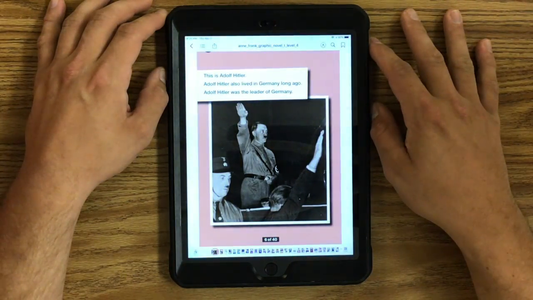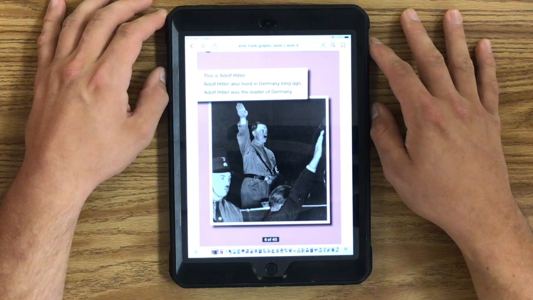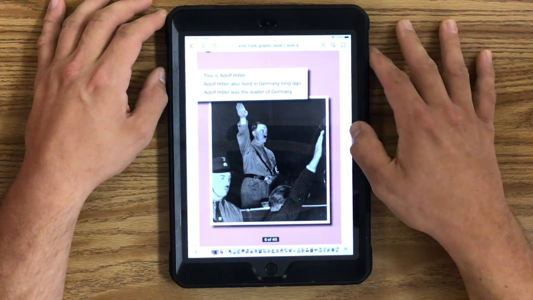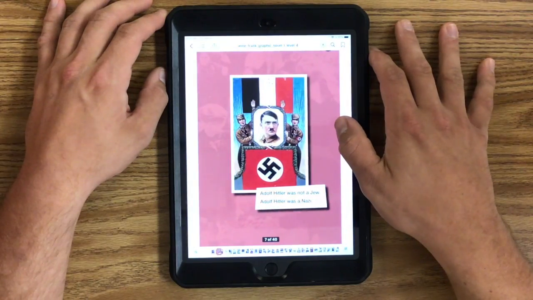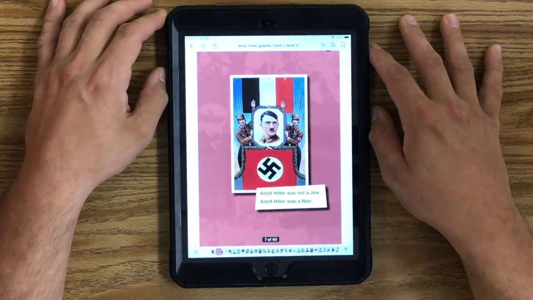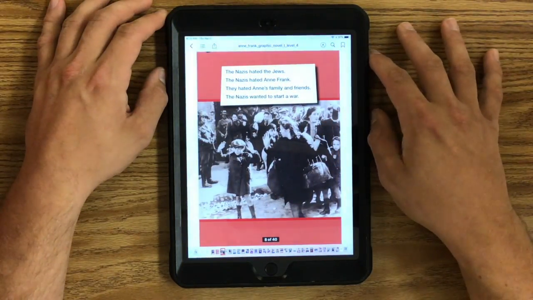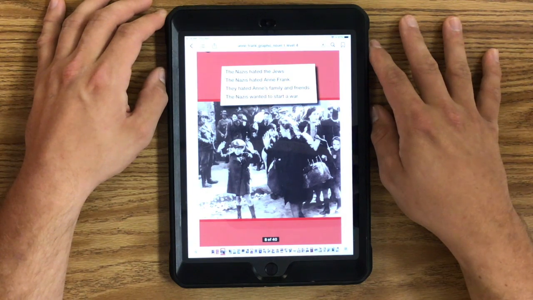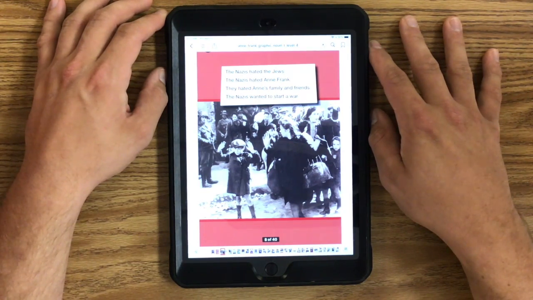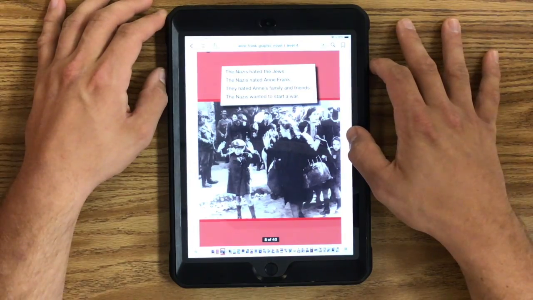This is Adolf Hitler. Adolf Hitler also lived in Germany long ago. Adolf Hitler was the leader of Germany. Adolf Hitler was not a Jew. Adolf Hitler was a Nazi. The Nazis hated the Jews. The Nazis hated Anne Frank. They hated Anne's family and friends. The Nazis wanted to start a war.